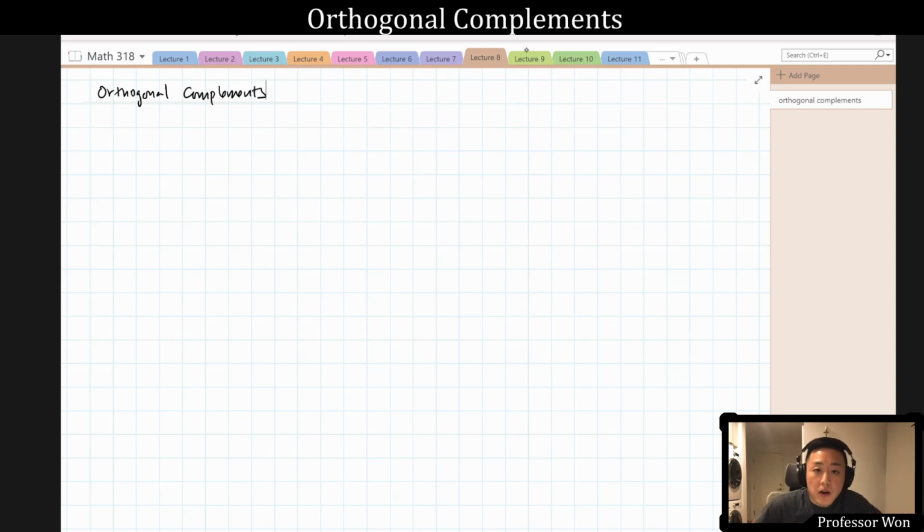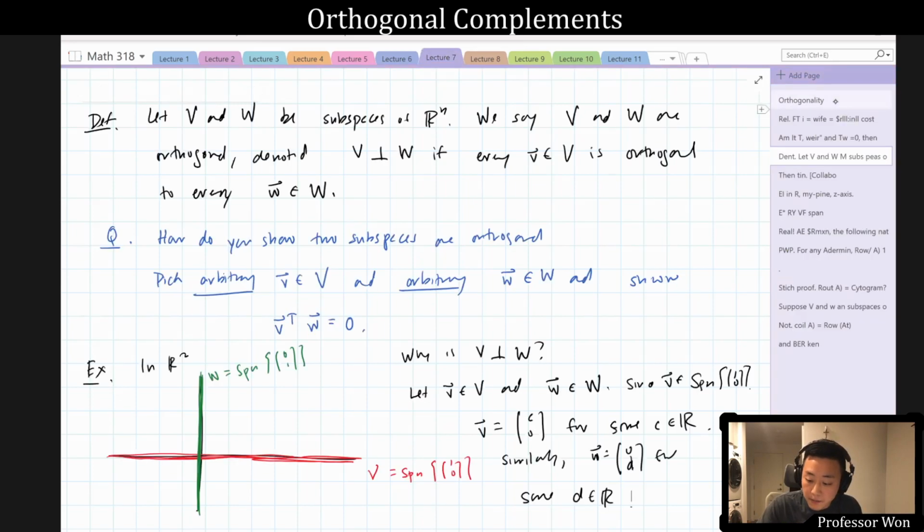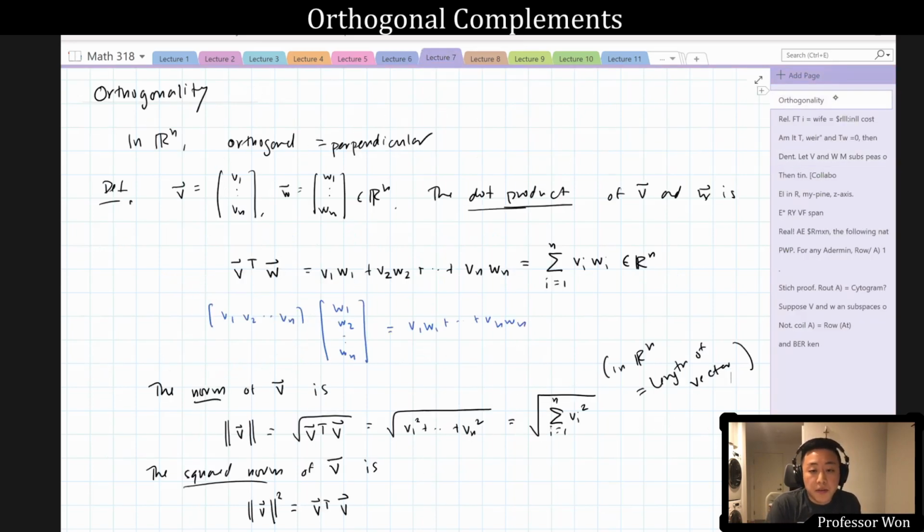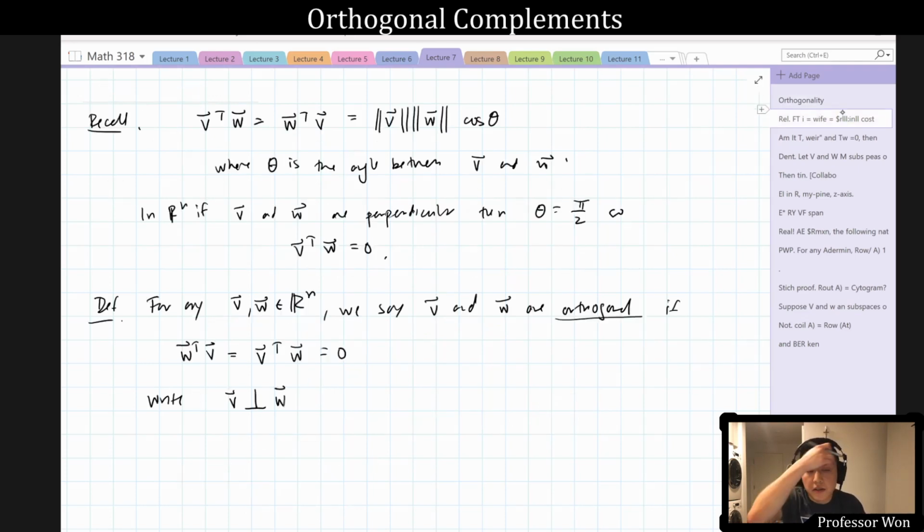Today we're going to continue talking about orthogonality, and we're going to talk about orthogonal complements today. Just a little reminder: we defined the dot product between two vectors in Rn that gives us a notion of length, because we take the norm of vectors by taking the square root of the dot product of a vector with itself. It also gave us some sort of notion of angles. And we said that two vectors are orthogonal if their dot product is zero, and that corresponds in Rn to really being perpendicular.